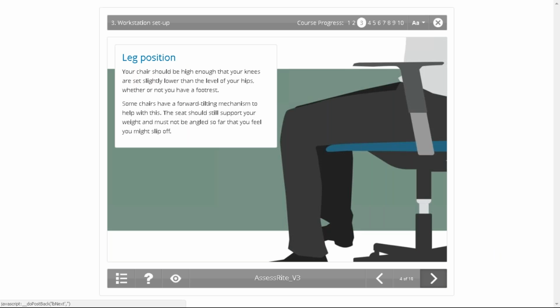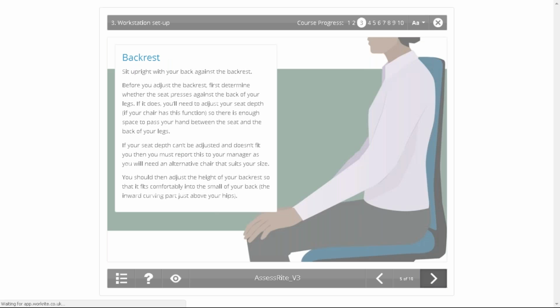So your chair should be high enough that your knees are set slightly lower than the level of your hips, whether or not you have a footrest. Some chairs have a forward tilting mechanism to help with this. The seat should still support your weight and must not be angled so far that you feel like you might slip off, because that's not very comfy, is it?